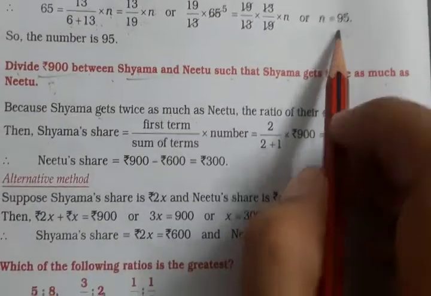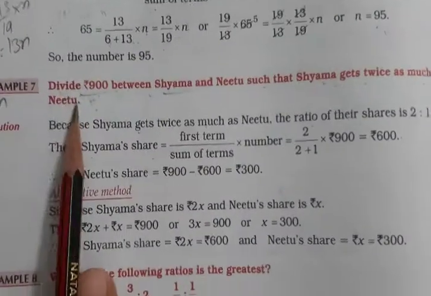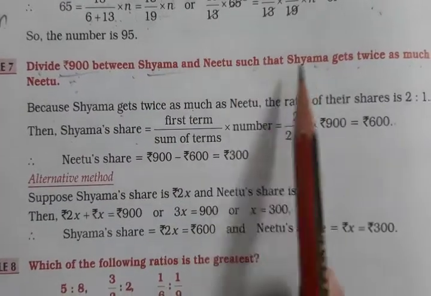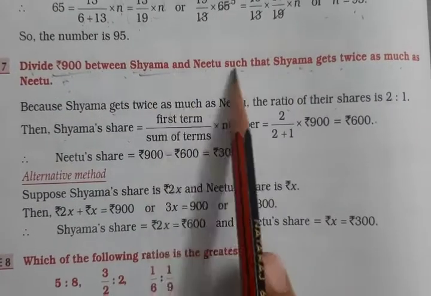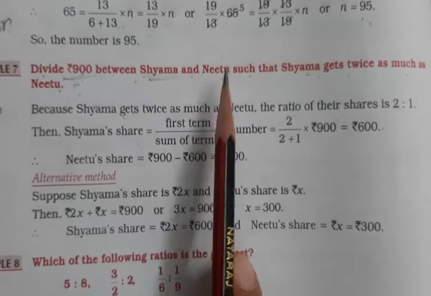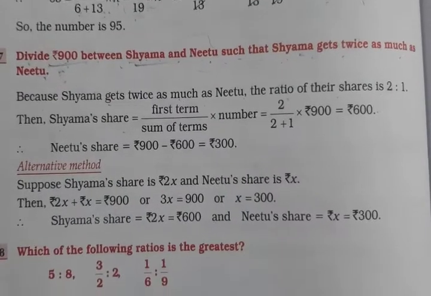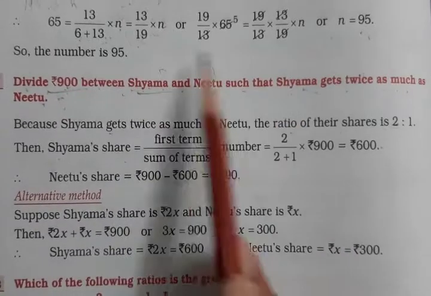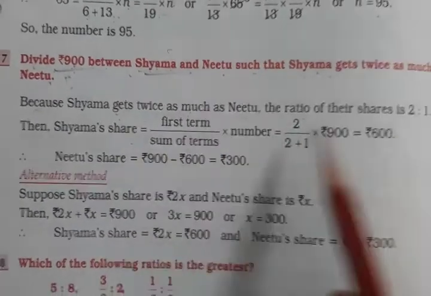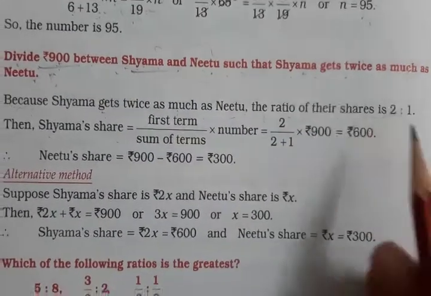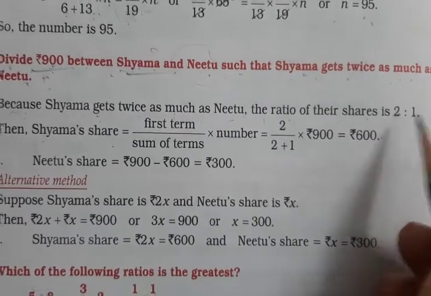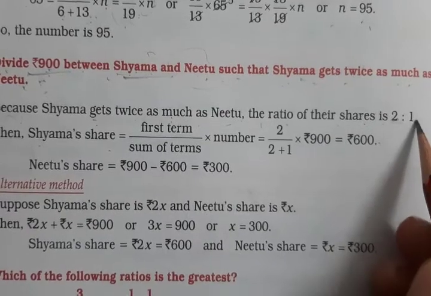Understand? Now let's come to the next question. Divide 900 rupees between Shyam and Neetu such that Shyam gets twice as much as Neetu. This is divided between both. Then how will we write? Because Shyam gets twice as much as Neetu, how do we write the ratio of their shares? Shyam's share to Neetu's share.